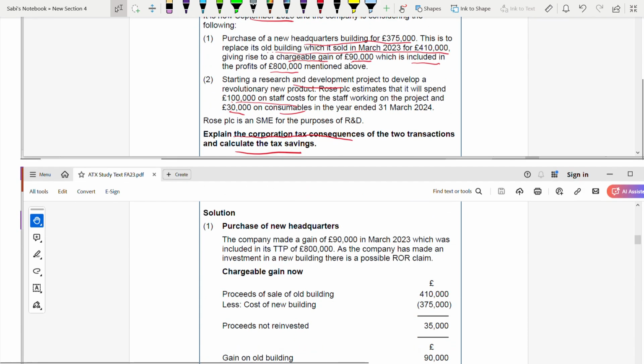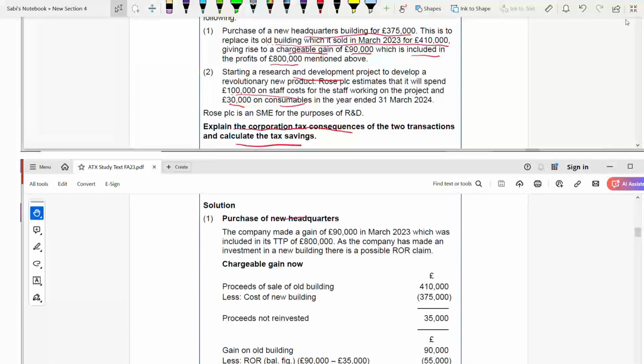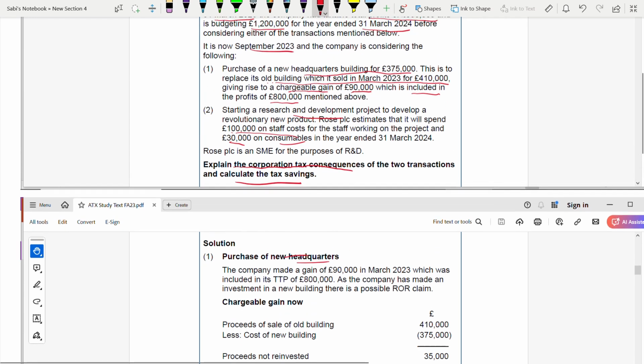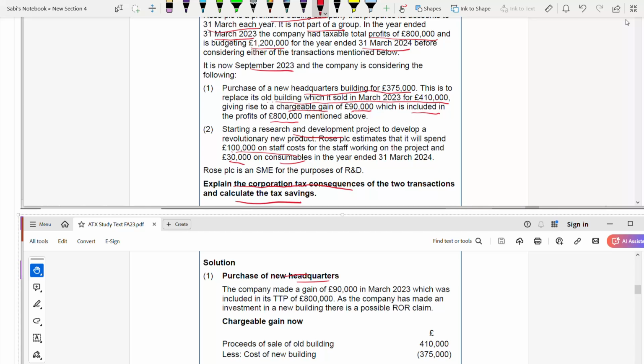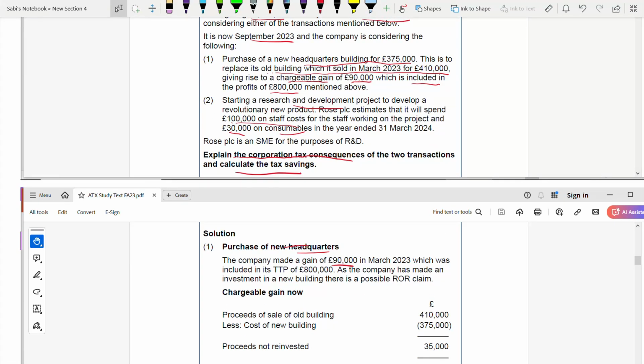So now we have the solutions for both. First we'll do the purchase of the headquarters. So this is rollover relief. Okay, partly you have reinvested. And the second one is about R&D tax relief. So what is the gain? They have made a gain of 90. It is included. So now they can claim ROR, rollover relief. So proceeds not reinvested. Okay.